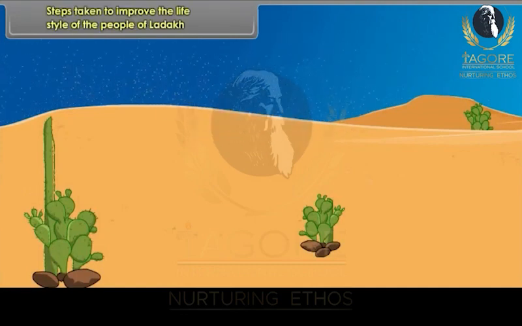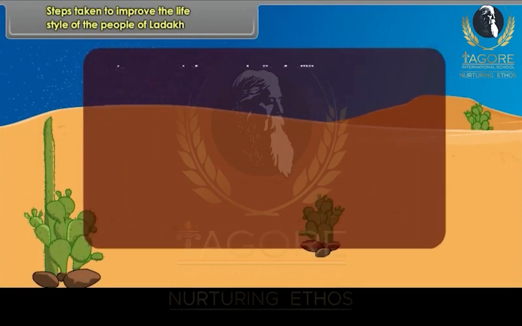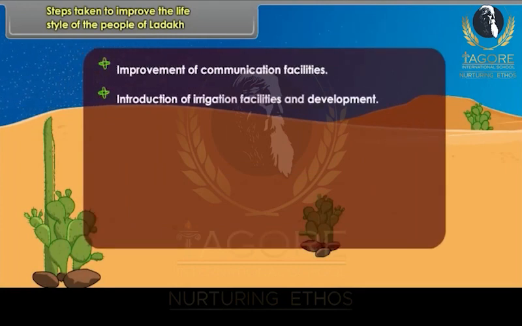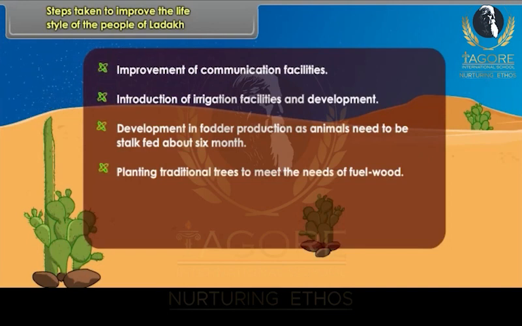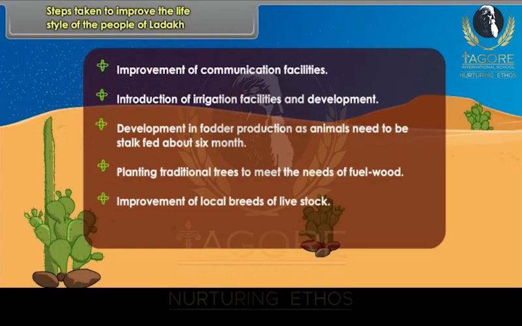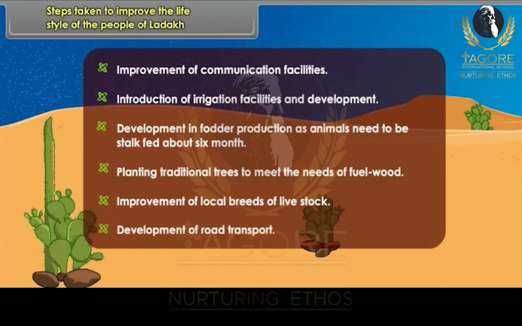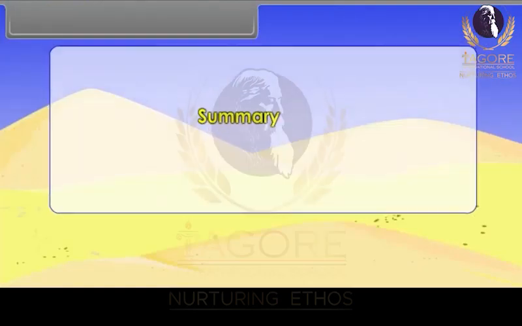Steps taken to improve the lifestyle of the people of Ladakh: improvement of communication facilities, introduction of irrigation facilities, development in fodder production as animals need to be stock-fed for about 6 months, planting traditional trees to meet the needs of fuel wood, improvement of local breeds of livestock, and development of road transport.